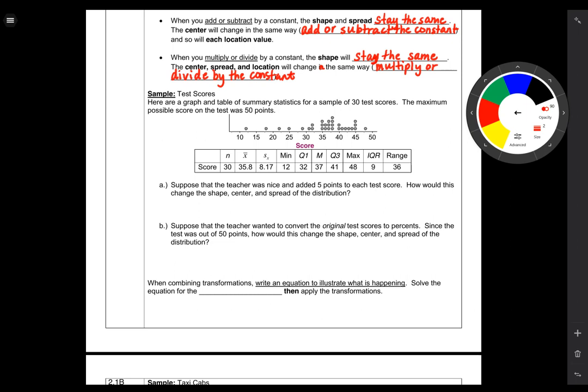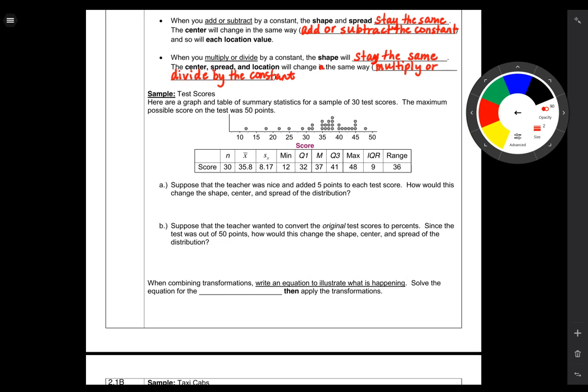Suppose that the teacher was nice and added 5 points to each test score. How would this change the shape, center, and spread of the distribution? So if you look at the table, if you're going to add 5 points to each test score, the mean, which is now 35.8, will become 40.8. The median, which is also a measure of center, because remember, the center is going to be added or subtracted by that constant. So the median is also center, so it would be 42.